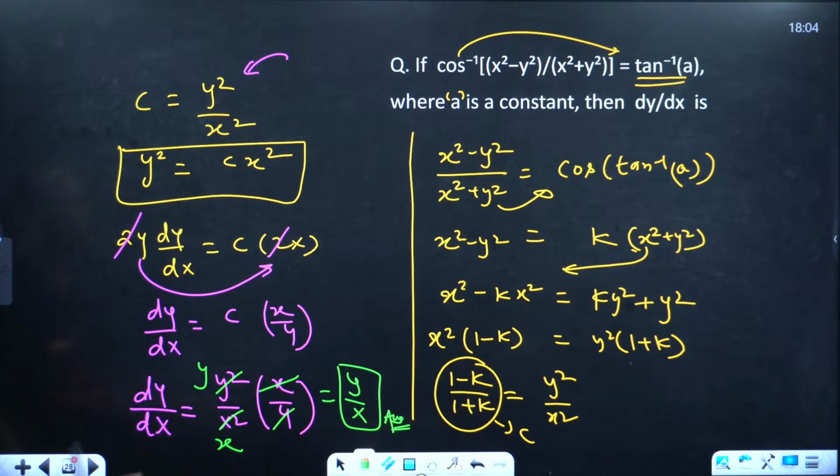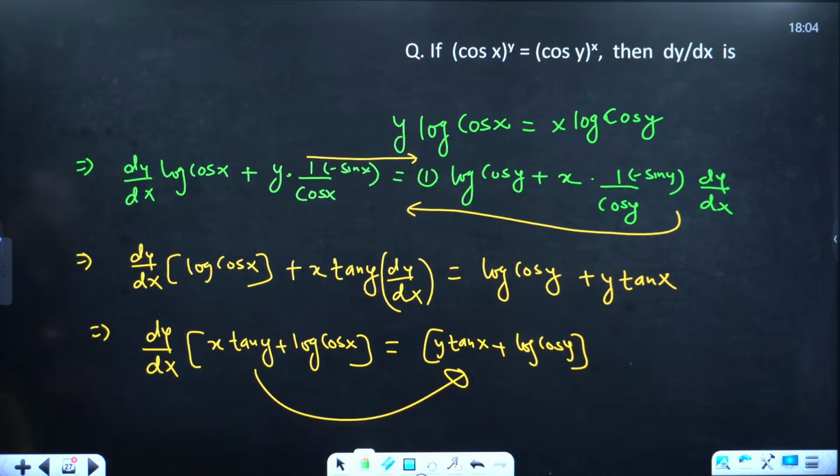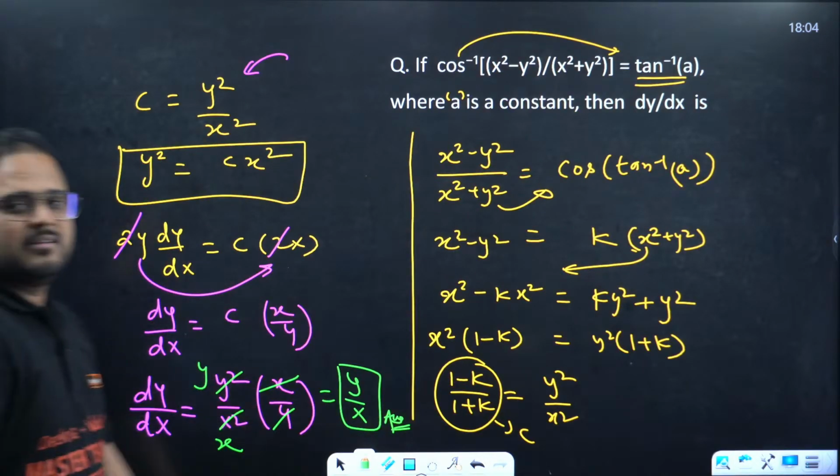So two beautiful questions in terms of parametric form. This was with cos, meaning a trigonometric function. This is simply an algebraic function.